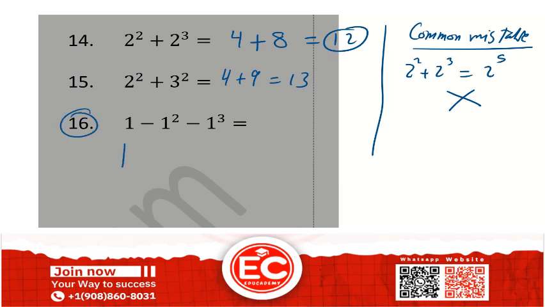Last one, 1 minus 1 to the power of 2 is 1 minus 1 to the power of 3, which is 1. 1 minus 1 is 0, so the final answer is negative 1.